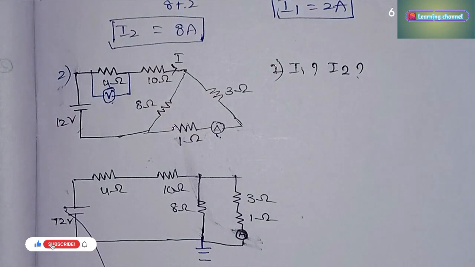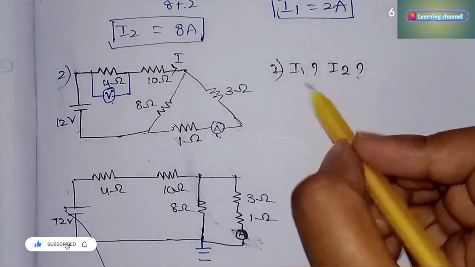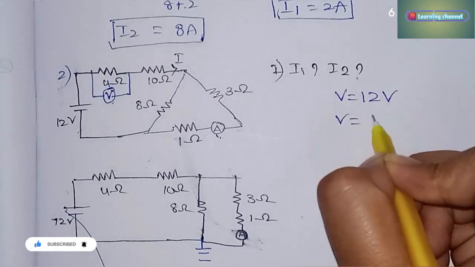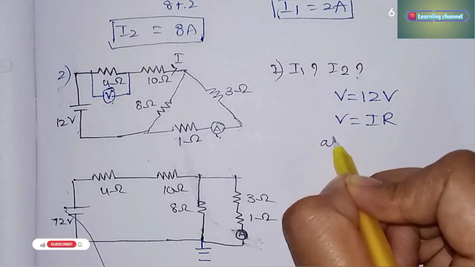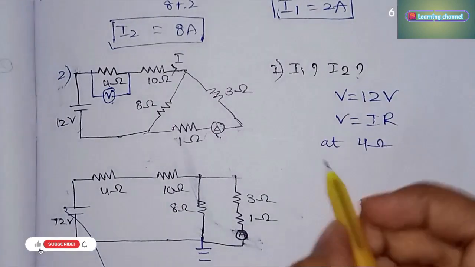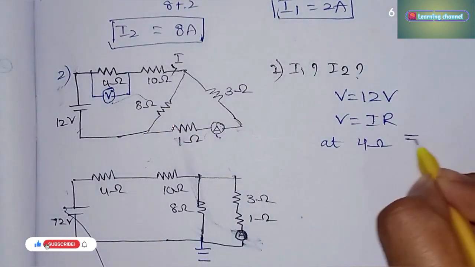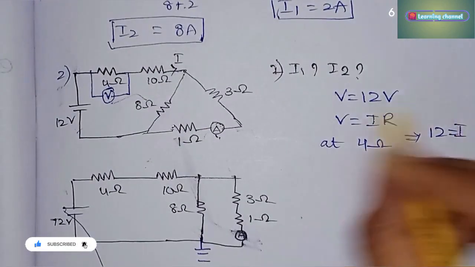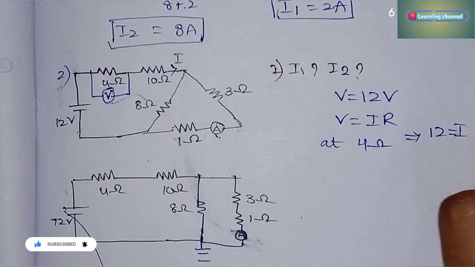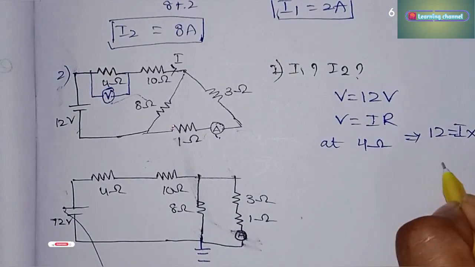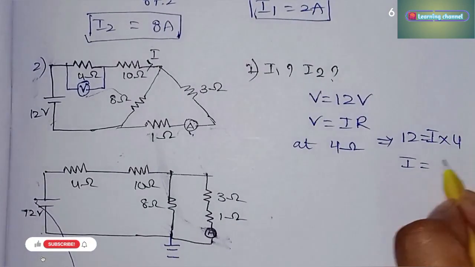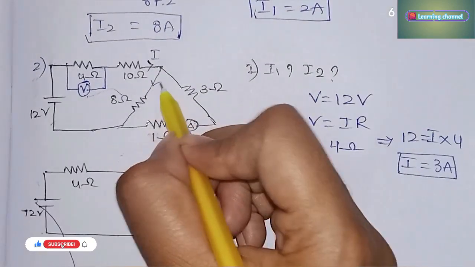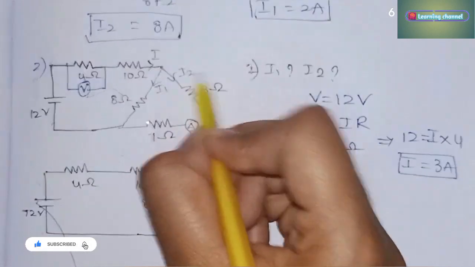In order to find the voltage, we have V source equal to 12 volts and we know that V is equal to IR, at 4 ohms. Here we have 4 ohms. So V is 12, I we don't know. Here we have to find the I value. I into resistance 4, so I is equal to 3 amperes. So we know the value of I, so we can find the I1 value and the I2 value.